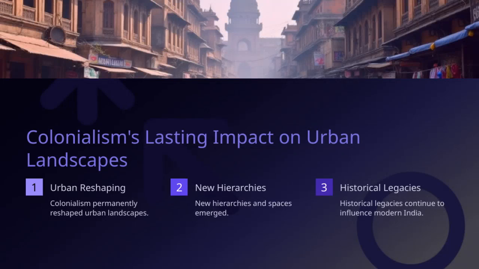Colonialism's lasting impact on urban landscapes is a theme that really highlights how history continues to shape modern India. As we look at this slide, I want to emphasize how new hierarchies and spaces emerged during the colonial period, creating social and spatial divisions that still influence our cities today. These hierarchies often reflected colonial power structures, but they also laid the groundwork for ongoing social stratification.